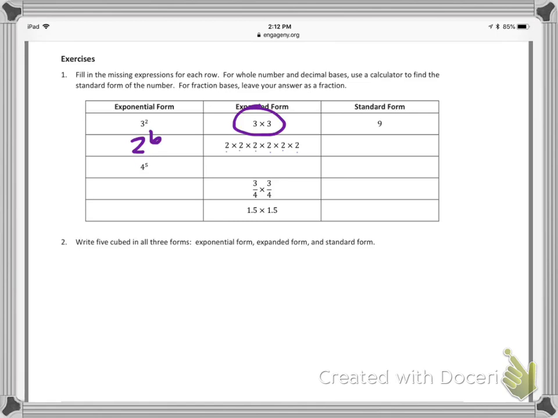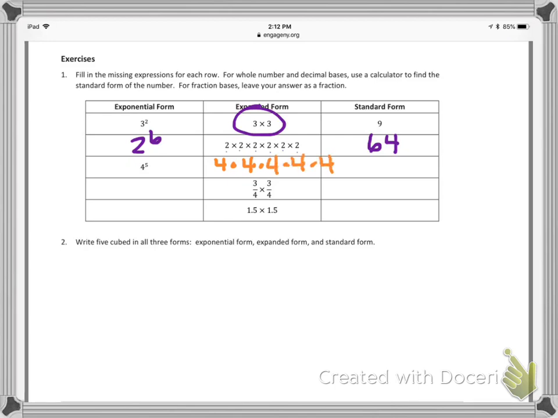2 times 2 is 4, times 2 is 8, times 2 is 16, times 2 is 32, times 2 is 64. So the standard form is 64. All right, let's go to exponential form, 4 to the 5th power. 4 to the 5th power means that I have a 4 that is being repeatedly multiplied, and I need 5 of them. So it's 4 times 4 times 4 times 4 times 4.